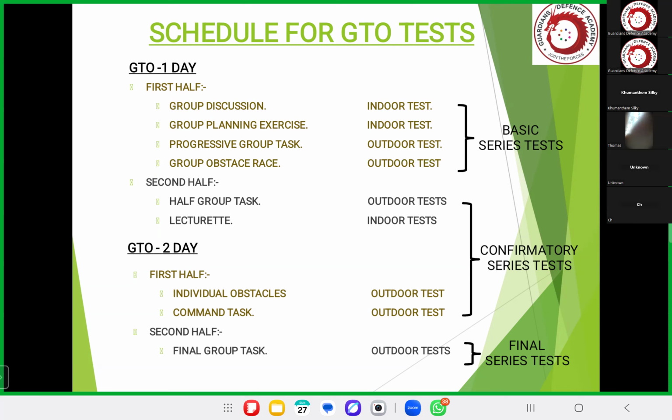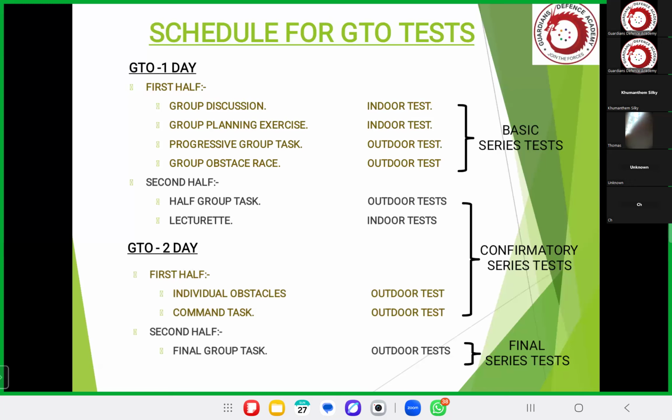Then next is second half, final group tasks. Here we make you work as a group again. Finally we see, yes, what this person is actually like. Let's look at him in a fresh perspective again. So here we finalize our test result and you are graded as pass or fail. And in fail there are two types of grading. One is a borderliner who may pass in the future, and one is completely fail. Okay. So this is the schedule for the GTO test and what the GTO test consists of.